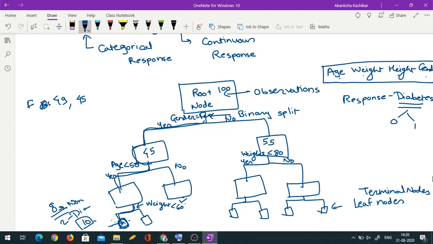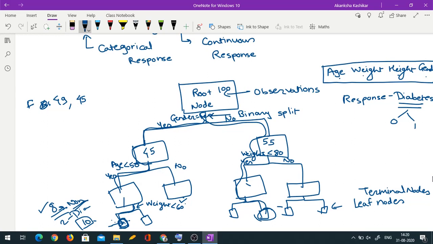So if a new observation ends up in this class, I would conclude that okay, it is better to classify it in a non-diabetic class. Got it? So given any new observation, you check how that observation travels across the tree. So sometimes it may go this way. And then finally it would end in one terminal node or one leaf node. So you would check what is the opinion of the majority in that leaf node. That becomes your prediction in a classification setup.